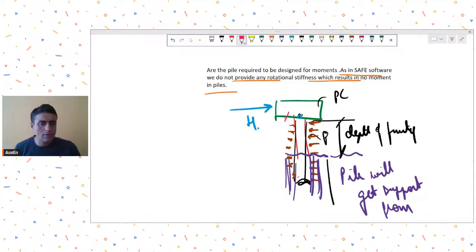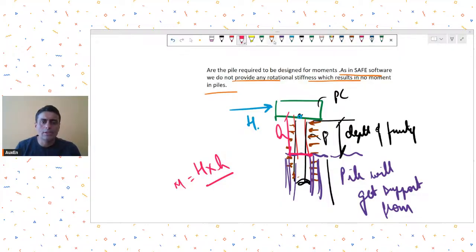So if this was dimension h, then the moment in the pile will be how much? H into h. Understood? Even though my pile to pile cap connection is being assumed as a pin connection without any moment transfer, because of this depth of fixity you will get a certain moment in the pile. Whatever horizontal thrust you are getting in the pile cap, from there the moments will be generated in the pile due to the concept of depth of fixity.